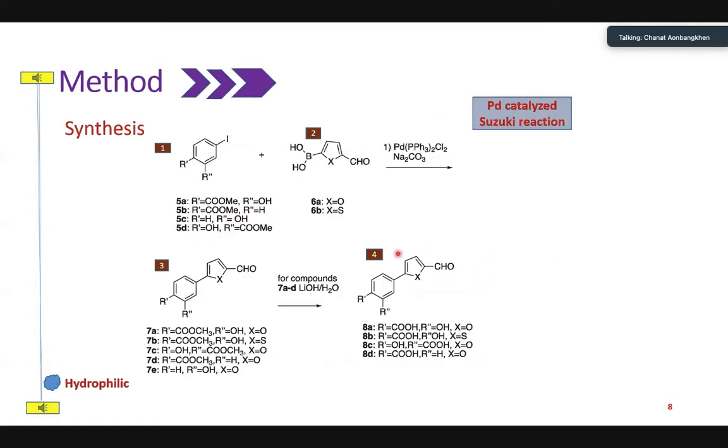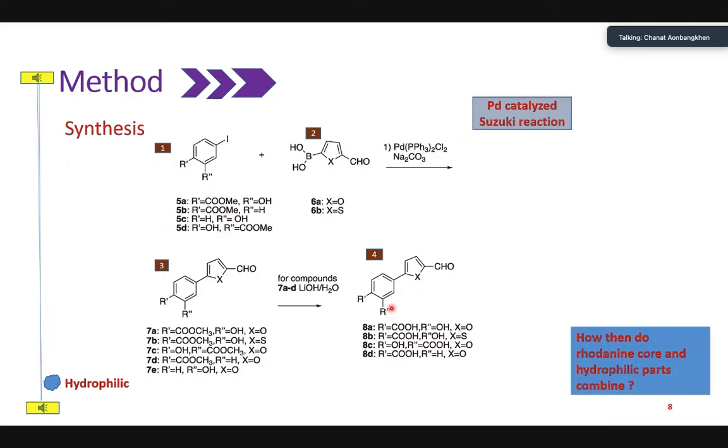Now we have to synthesize the hydrophilic part too. The iodo derivatives react with the 5-membered heterocycle compound here through palladium-catalyzed Suzuki reaction to form the products here, 7A to 7E. Thereafter, they are hydrolyzed using lithium hydroxide to form the hydrophilic part with different derivatives.